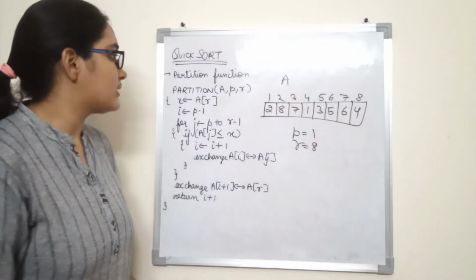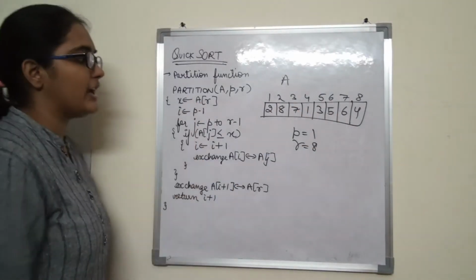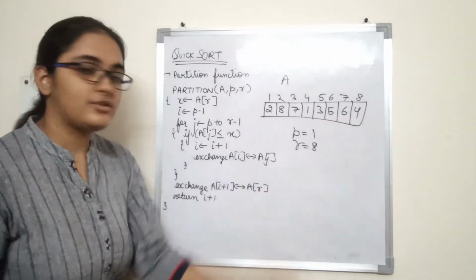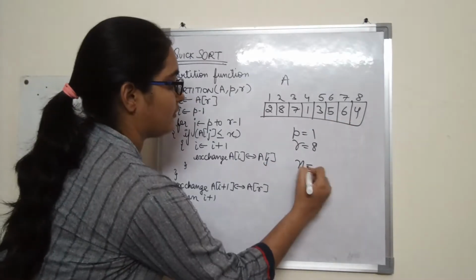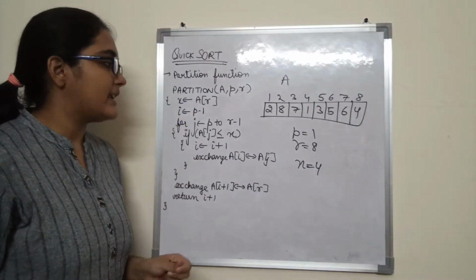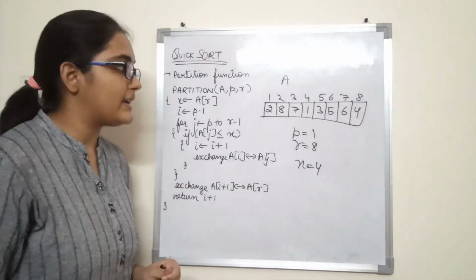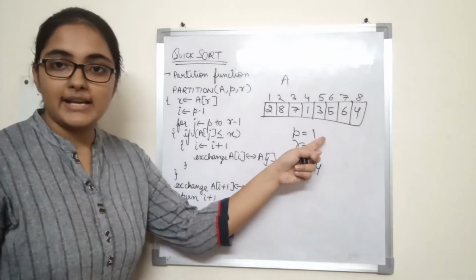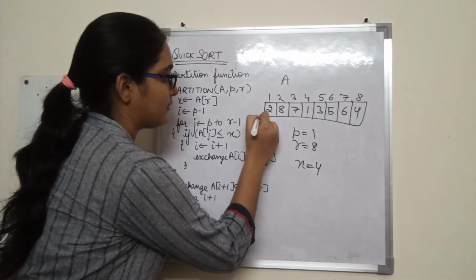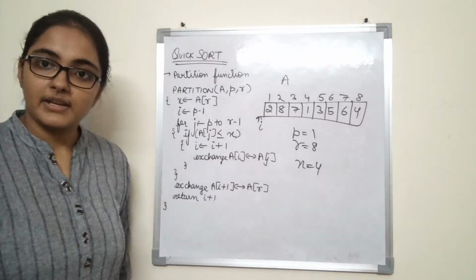Let us see how it works. X is equal to A of R. What is R? 8. A of 8 is equal to 4, so X is equal to 4. Now I is equal to P minus 1. What was P? 1. So I is equal to 1 minus 1, that is 0. So I points somewhere here.